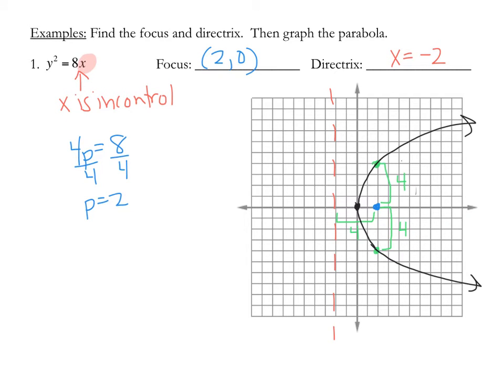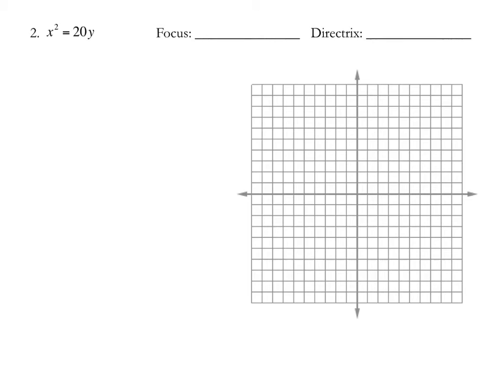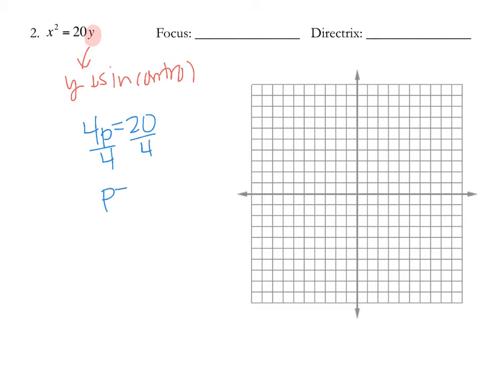Alright, let's try another one. So looking at this one, the first thing, again, I pay attention to is what's in control in the problem. I try to sort that out right away for all the shapes we're going to talk about. So since y is the first degree, y is in control. And then I need to figure out what p is. So that's going to be 4p equals 20, and I'm dividing by 4. I get p is equal to 5.